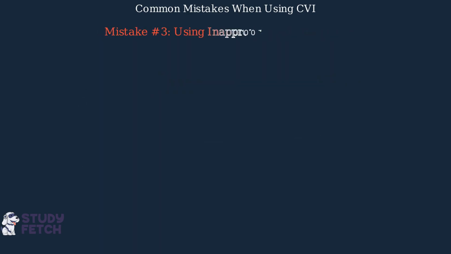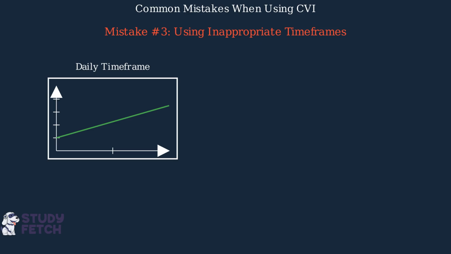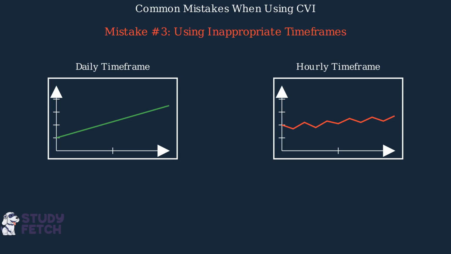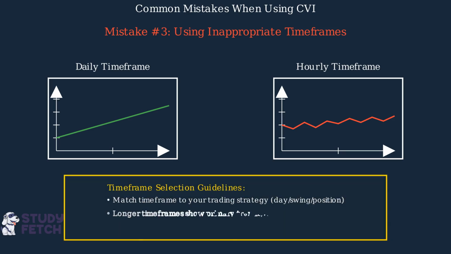The third critical mistake is using inappropriate timeframes for your trading strategy. On a daily timeframe, CVI may show a clear uptrend, suggesting bullish momentum. Yet on an hourly timeframe for the same period, CVI might fluctuate significantly, giving contradictory signals. To avoid this mistake, follow these timeframe selection guidelines that match your trading strategy.